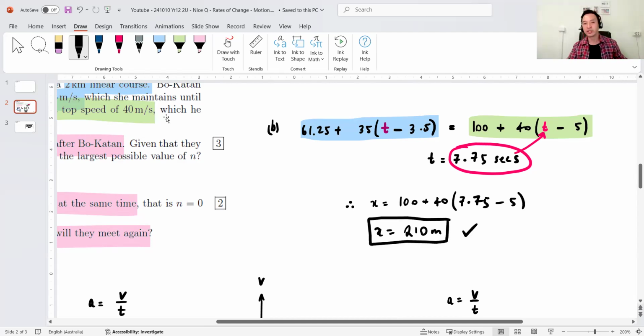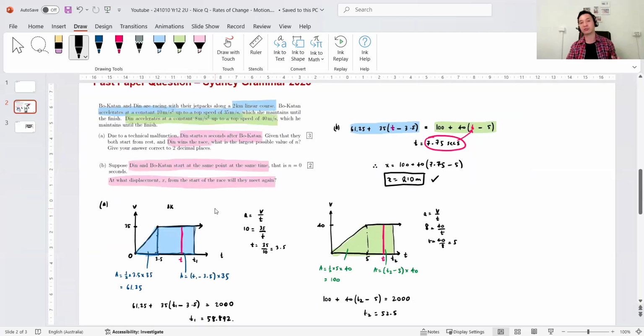How's that? I thought this was a really good question for us to explore using the graphical method, which is the graph of velocity over time, because then by that we can draw out displacement by using area.